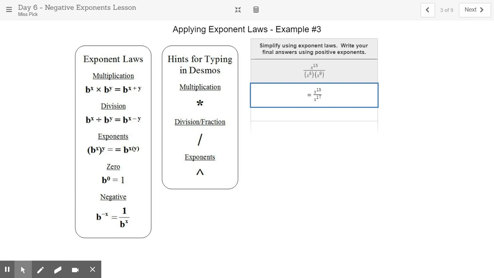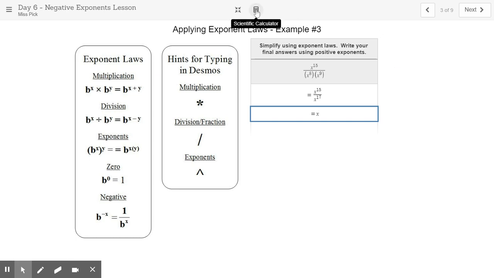So I need to move to the next line. I'm going to press enter, and then I'm now ready to do the division. So I'm going to start with equals. x to the 15 divided by x to the 17. When you have the same base, you leave the base the same. So I write x, and you subtract your exponents. It is very tempting to divide them, but you want to make sure that you subtract. So 15 take away 17.